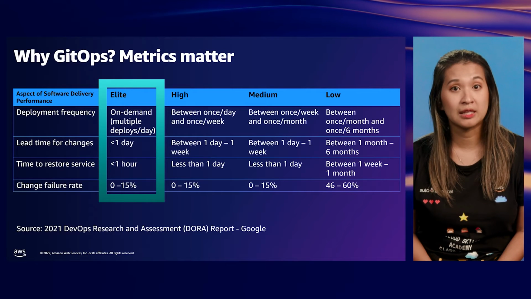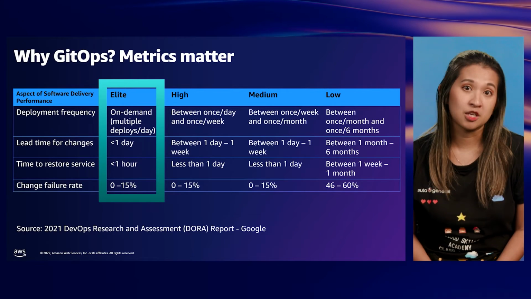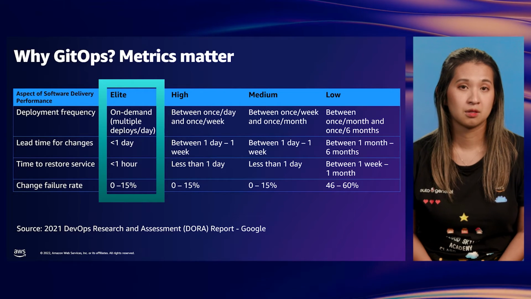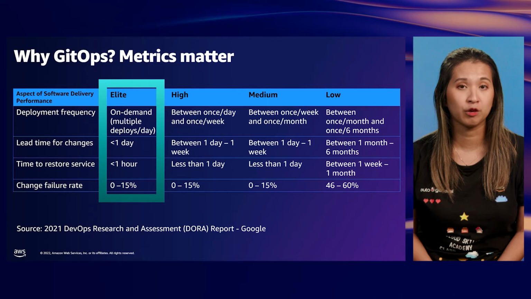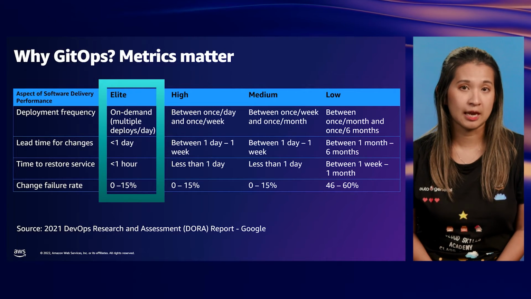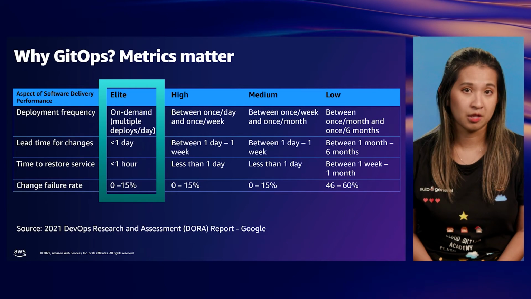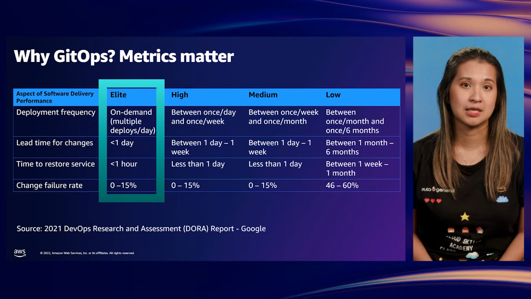We're aiming to be in the elite performer category, but when we first started, we were between medium and low. And we believe that the GitOps approach will help us get there. Starting with deployment frequency, we are aiming for more frequent but smaller deployments. In addition to more visibility and automation with GitOps, we are re-architecting and decoupling our monolithic workloads so we can further enhance deployment frequency.